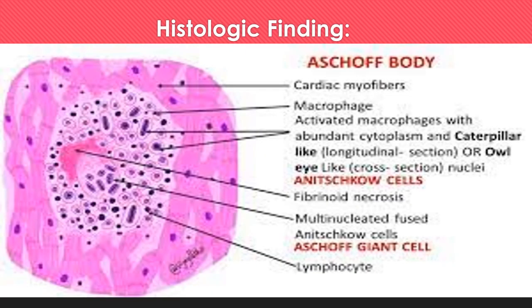The histological feature of acute rheumatic fever is the Aschoff bodies, which are pathognomonic of the disease. They occur only in the heart, contain cardiac myofibers, and are composed of multinucleated giant cells surrounded by macrophages and T lymphocytes.